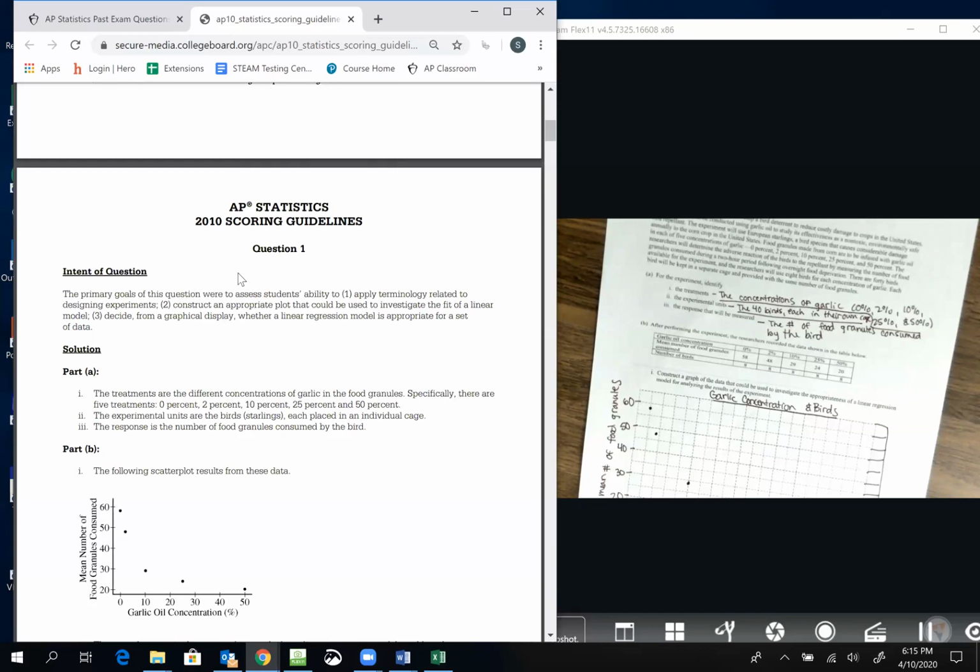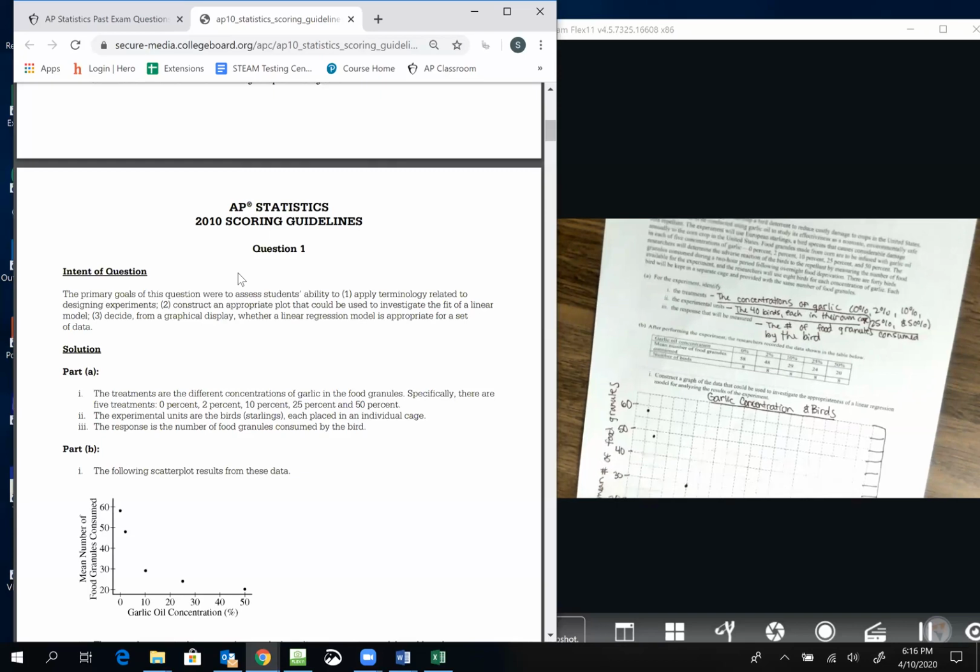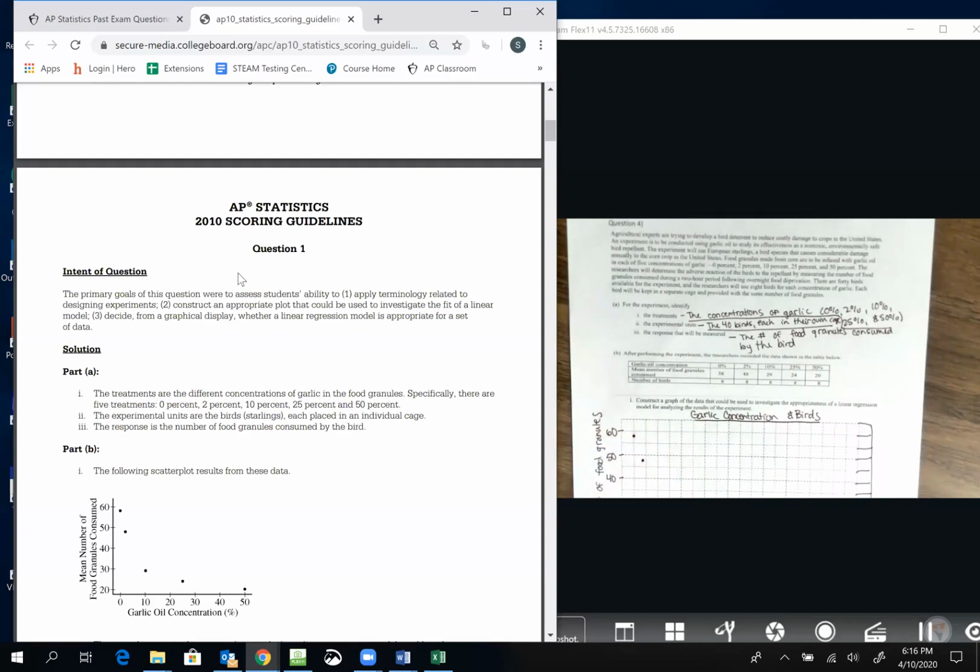I think there would be more regression stuff with it if it was a question like this, but you could see a question like this mixing multiple units, such as this one right here. Okay, the first part asked you to figure out what the treatments, the experimental units, and the response was. My treatments were the concentrations of garlic, 0%, 2%, 10%, 25, and 50. Experimental units were the 40 birds, each in their own cage. The response is the number of food granules consumed by the bird.